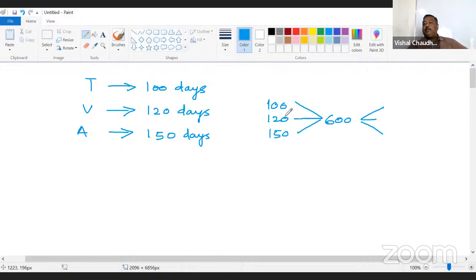So it will be 600 divided by 100, that is 6 units per day. That is 5 units per day, and that is 4 units per day. So 6, 5, and 4. How many units are they doing together? It is 15 units per day.